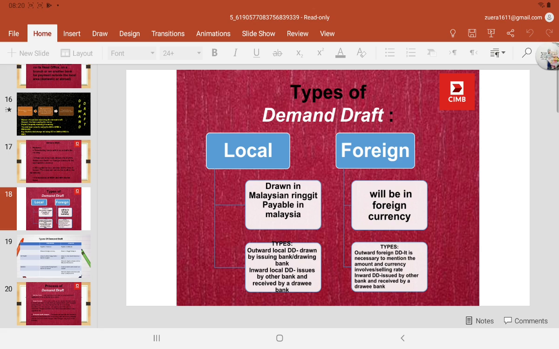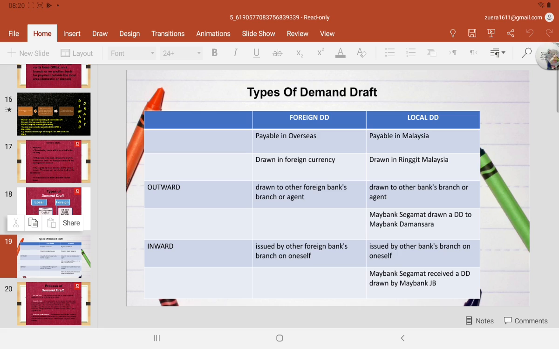So if you want to transfer the money, let's say to Singapore, we have to change the currency to Singapore dollars. For the inward, it is issued by another bank, an overseas bank, and will be received by the Malaysian bank, which is a drawee bank in Malaysia. So this is the inward foreign demand draft. These are the differences between the types of demand draft. We have two types, you have to remember: foreign and local demand draft.